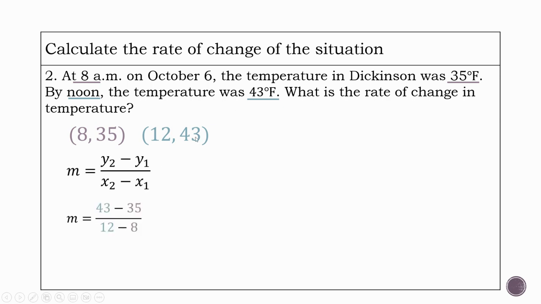So I would take 43 minus 35 over 12 minus 8, okay? And 43 minus 35 is 8, and 12 minus 8 is 4, okay? And we're left with a slope of 8 over 4. Well, I can reduce this. 8 divided by 4 is just 2. So the rate of change of the temperature for that day would be 2 degrees Fahrenheit per hour, okay?